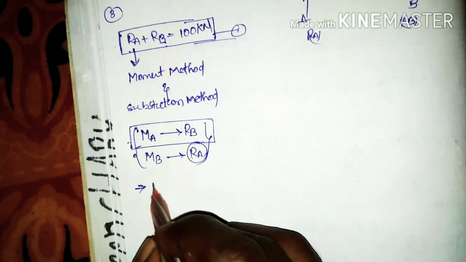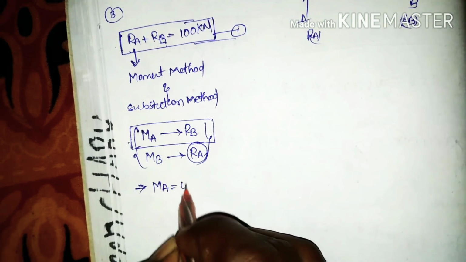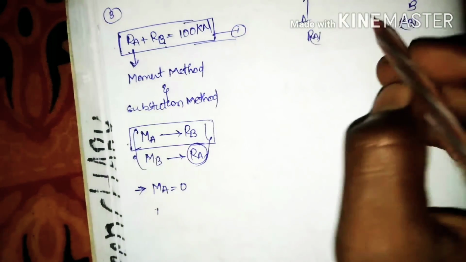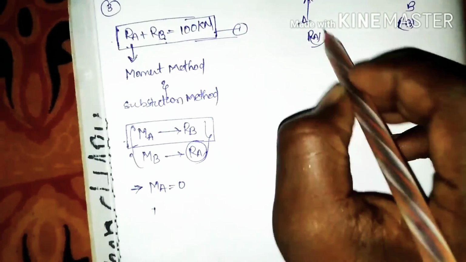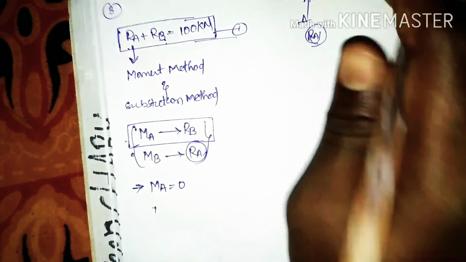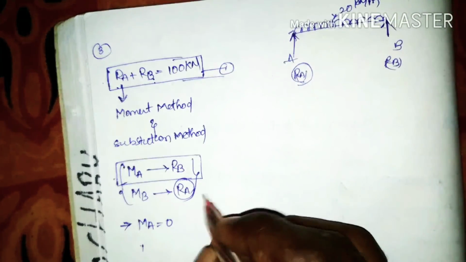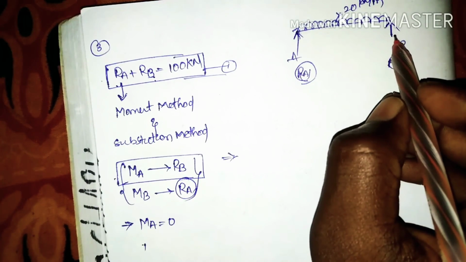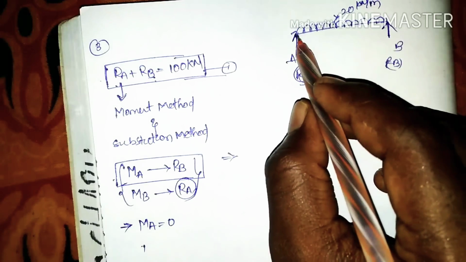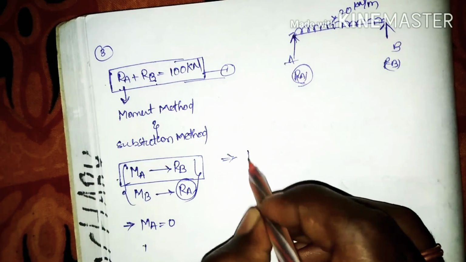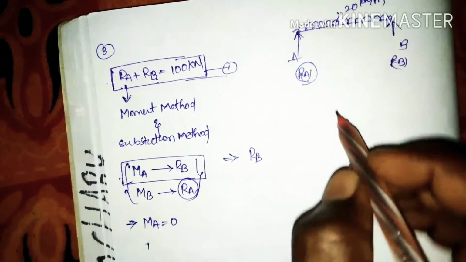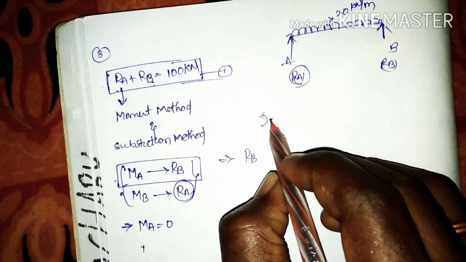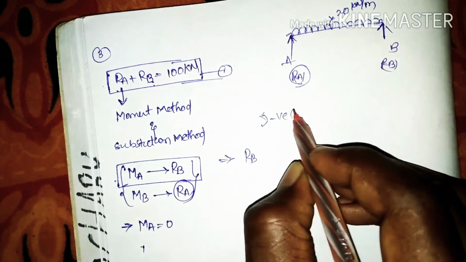Here I am going for the moment about A is equal to 0. Then for the moment about A equal to 0, RA is going to be eliminated in this equation, such that we are having the RB reaction. I am considering anti-clockwise as negative, clockwise as positive.